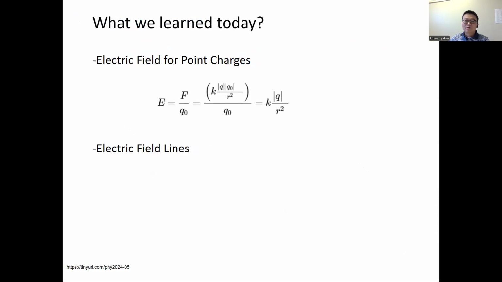So a quick review of what we learned today. We talked about electric fields for point charges. The strength is k times the magnitude of Q over r squared, where r is the distance away from the source. And if you have multiple charges, you just add them up. But keep in mind electric fields are vectors, so we do vector addition. We also learned how to represent electric field using field lines. So that will be it for today, and we will come back next time. Okay. See you guys.